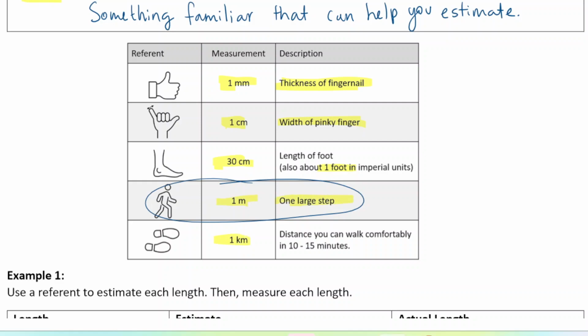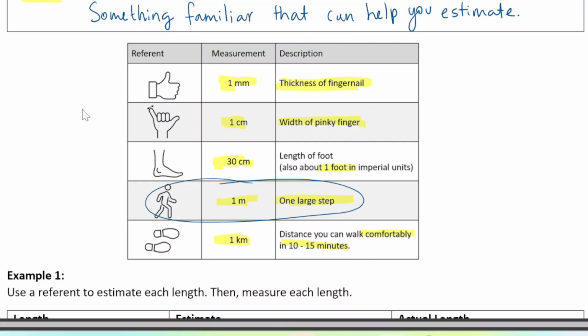And 1 kilometer, you might be able to walk that in about 10 to 15 minutes if you're walking at a normal speed. Or you can think of it like, if you know a track, it's about 2.5 times around a track. Okay.